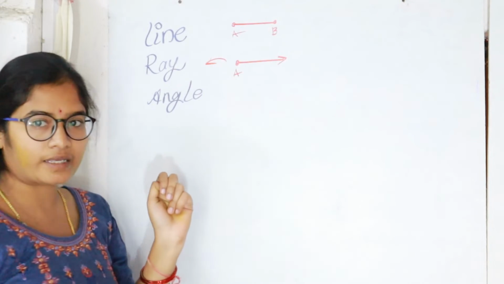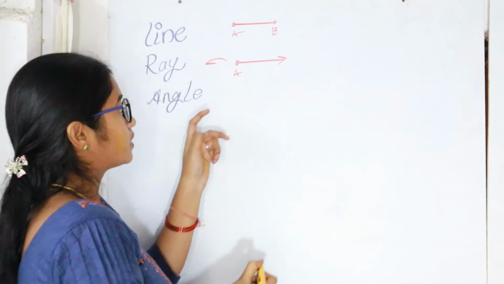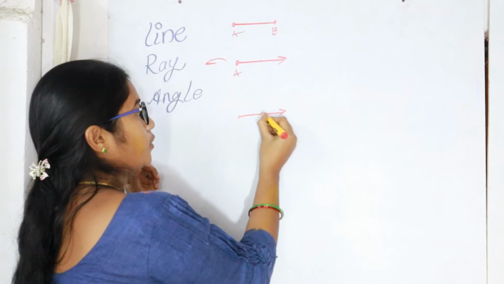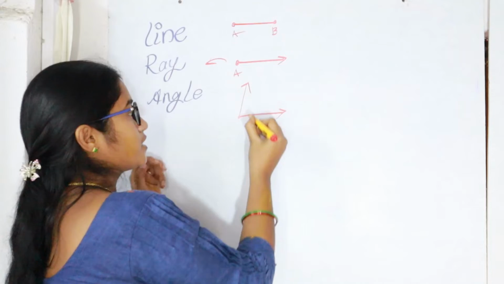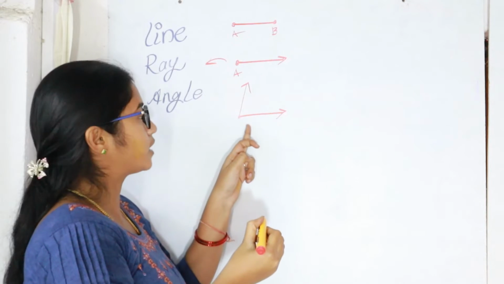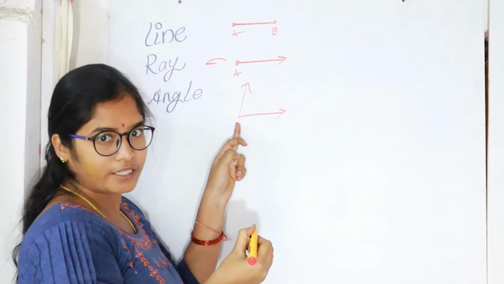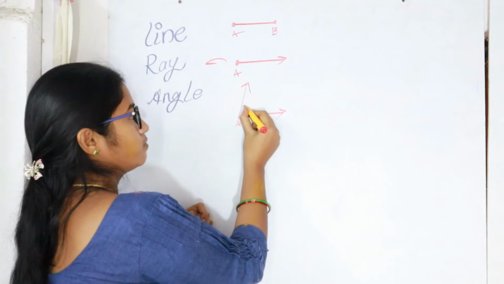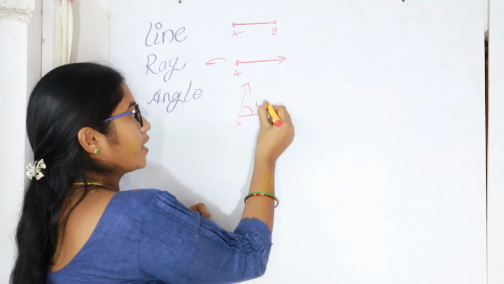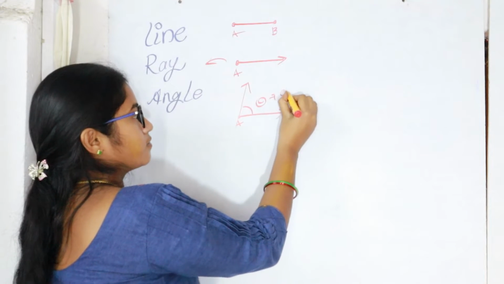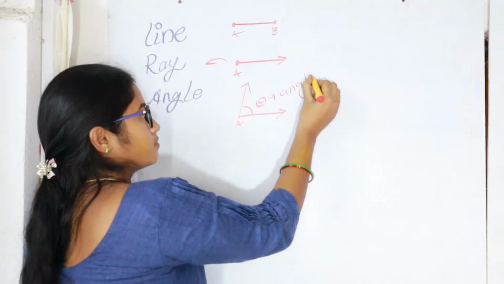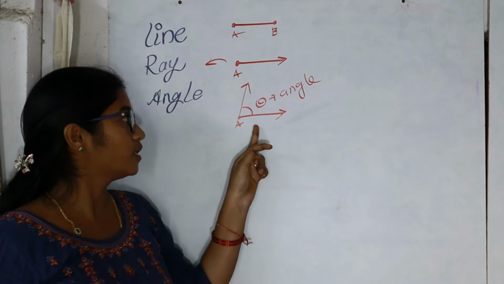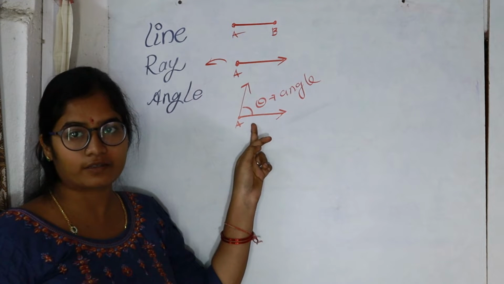Now, angle. When two rays originate from the same endpoint, they make an angle, say angle theta. Depending upon the value of theta, or the angle, there are different types of angles.